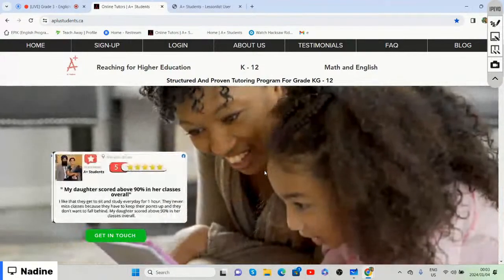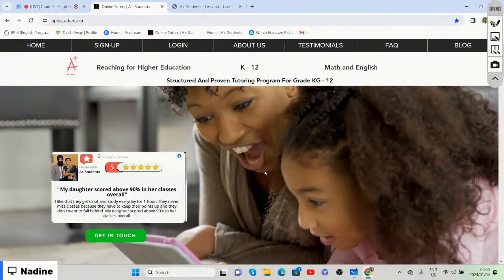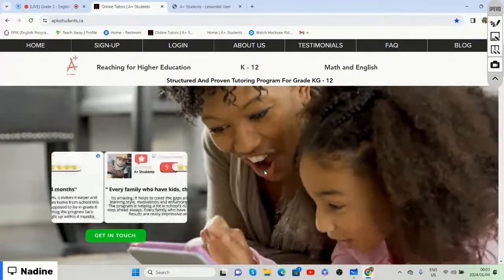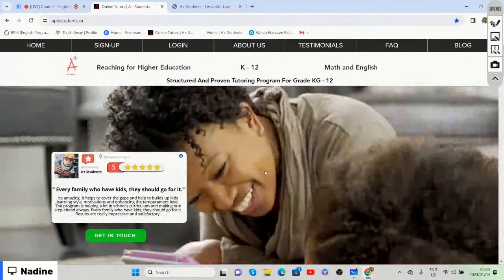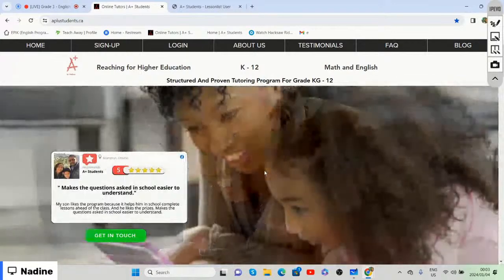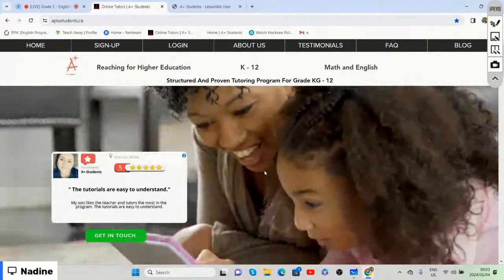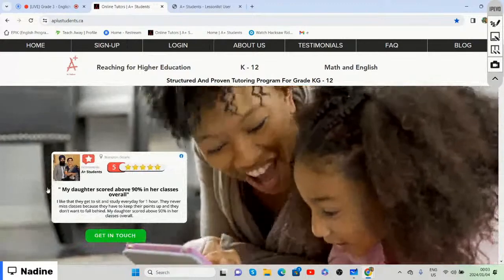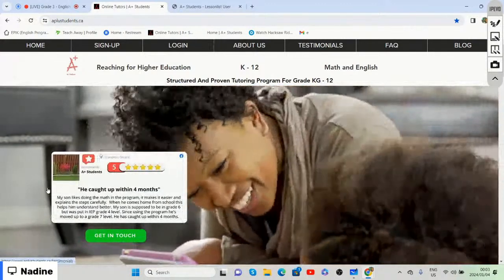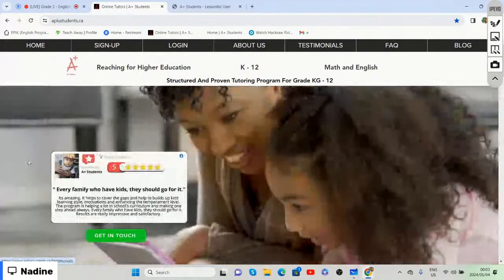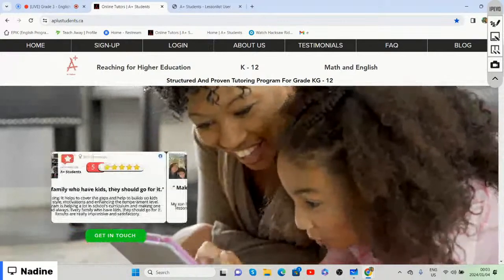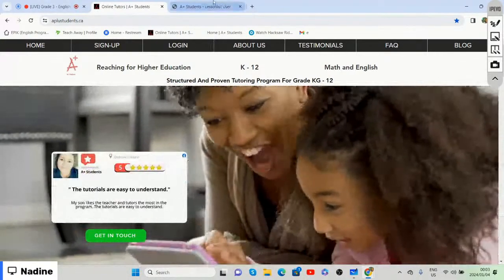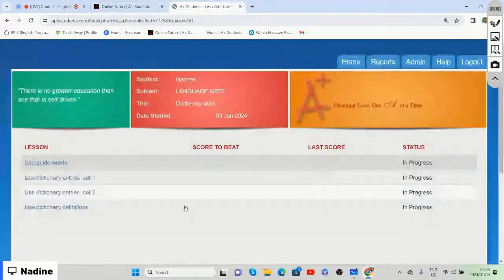Once we've logged on to aplusstudents.ca with our username as well as our password, we're going to select the subject of language arts grade 3. Then we're going to scroll down until we get to the chapter of dictionary skills.